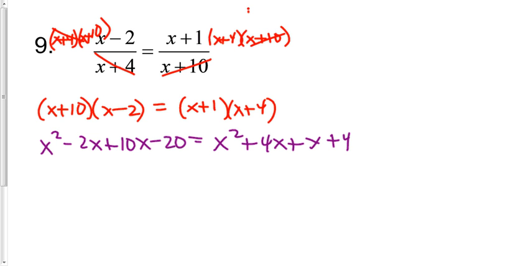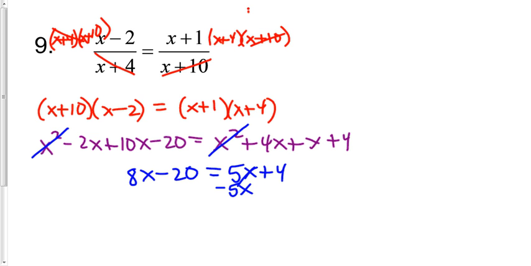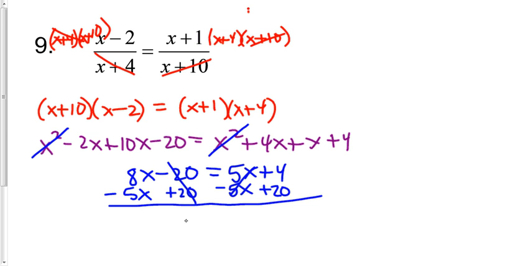Okay, now we can solve our equation here and combine like terms. The one thing that I'm noticing right off the bat is that the x squareds on each side can cancel out. If you subtract x squared from each side, they're gone. So now let's combine our x's. I have 8x minus 20 equals 5x plus 4. Let's subtract 5x on each side. Let's add 20 on each side. And what I have is 3x equals 24. So if you divide each side by 3, x equals 8.